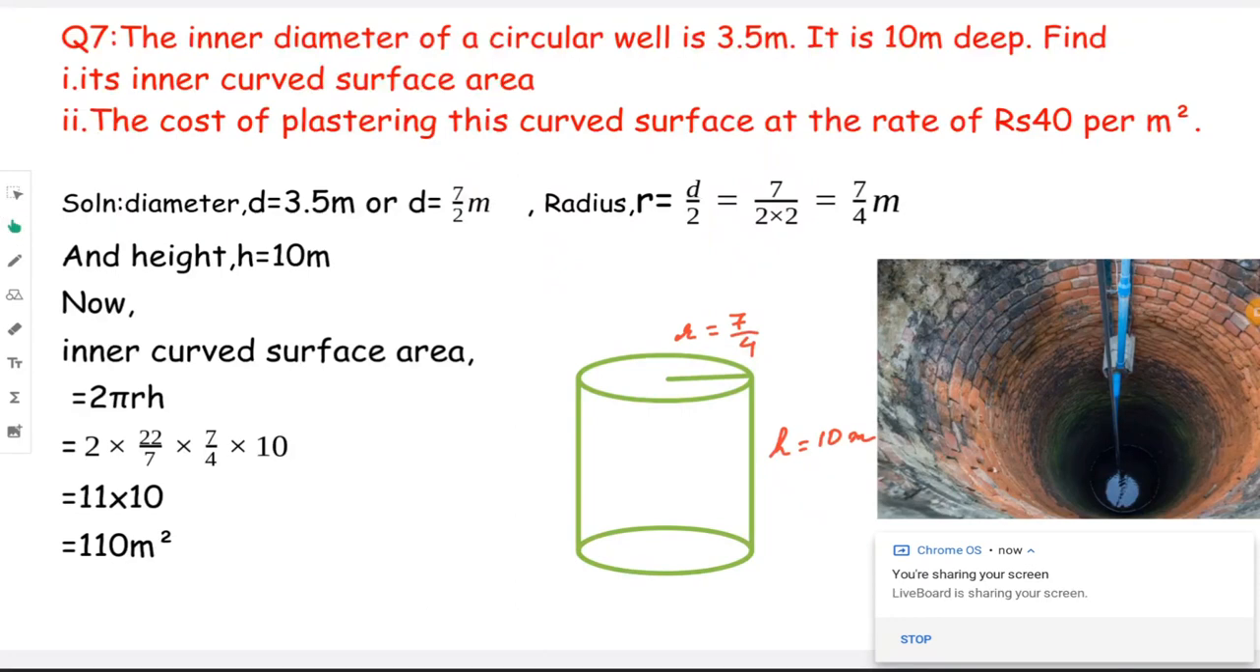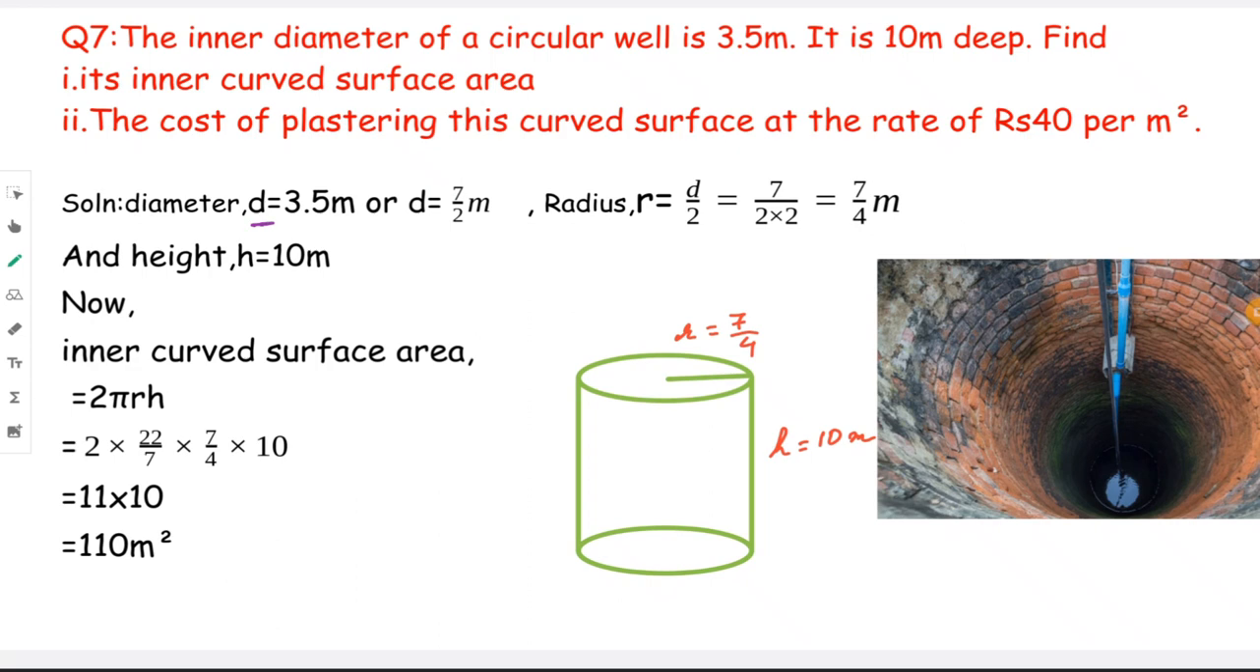Number 7. The inner diameter of a circular well is 3.5 meter. They've given us a diameter, right? It is 10 meter deep, which means this will give us the height of the well. So find its inner curved surface area, and the cost of plastering this curved surface area at the rate of rupees 40 per meter square. So first things first, they've given us a diameter, right?